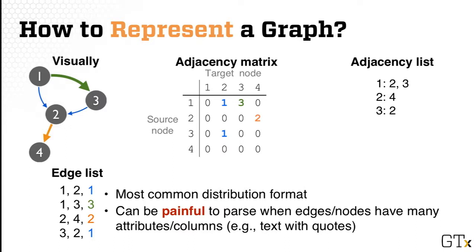For example, if the nodes or the edges have many attributes or columns, then it can be painful to parse them. If you have, say, a lot of node attributes that have text, or let's say the node name included, then you may need to parse double quotes or single quotes, and that can be painful.